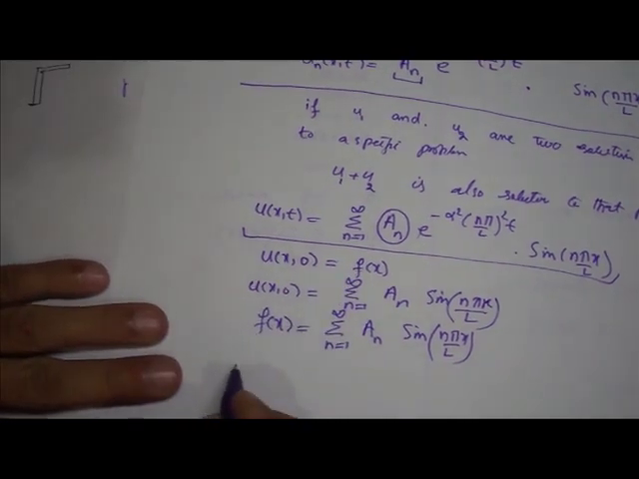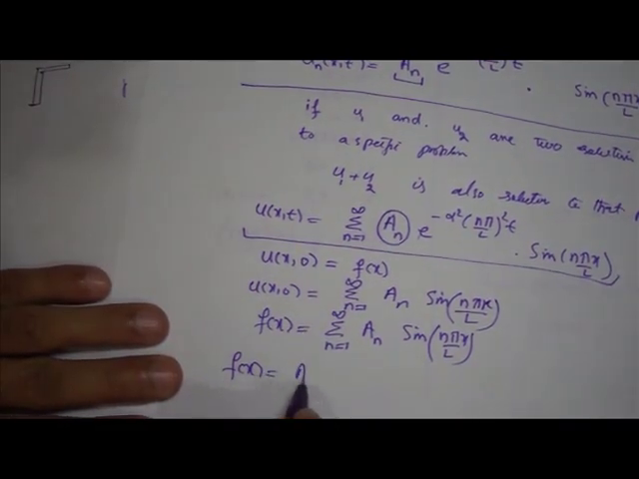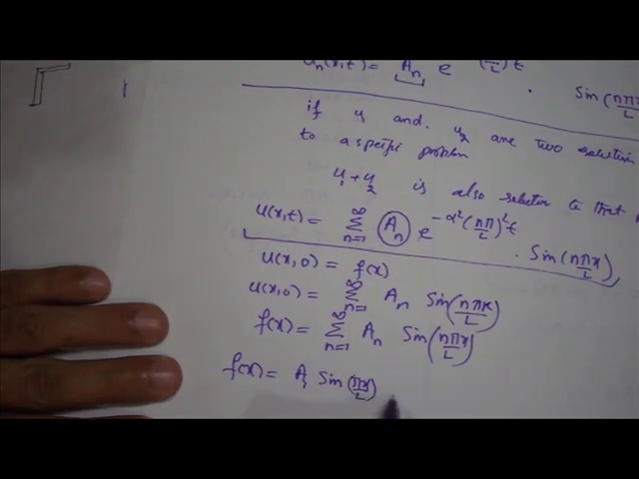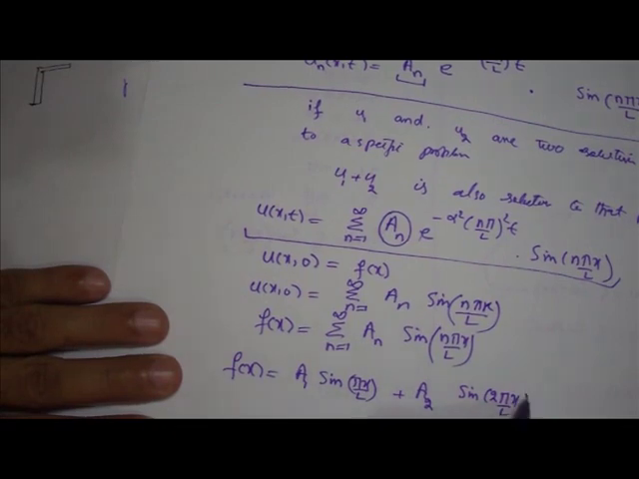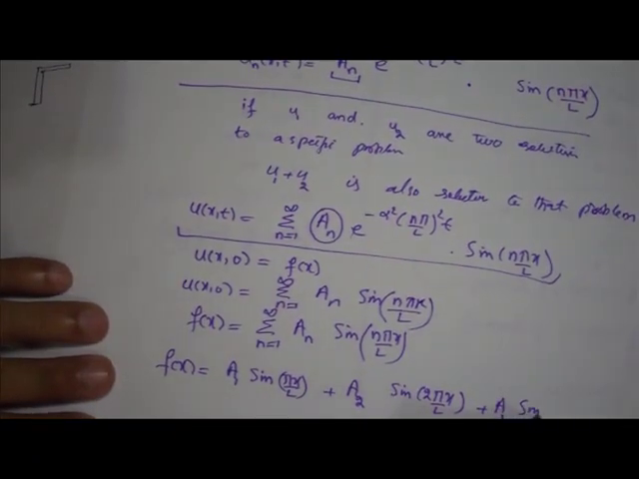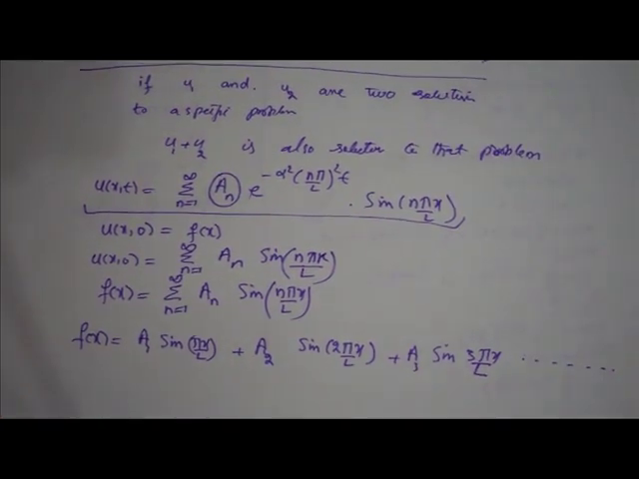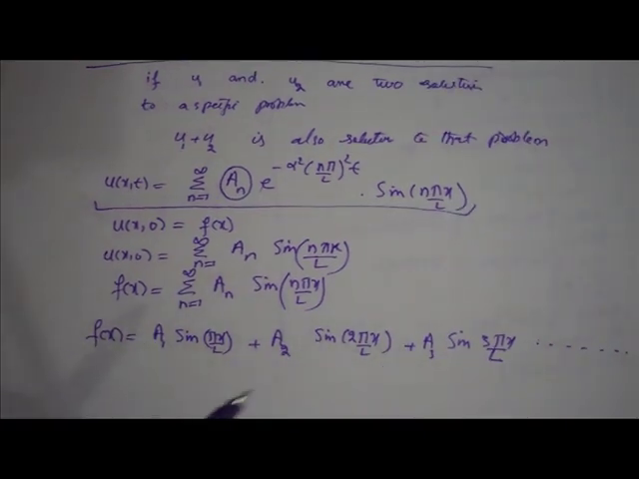Let's write this equation in expanded form: f of x is equal to a1 sin pi x over L plus a2 sin 2 pi x over L plus a3 sin 3 pi x over L. Okay, so how will we select the constants a1, a2 and a3? In order to determine these constants, we will use some properties of sin n pi x.